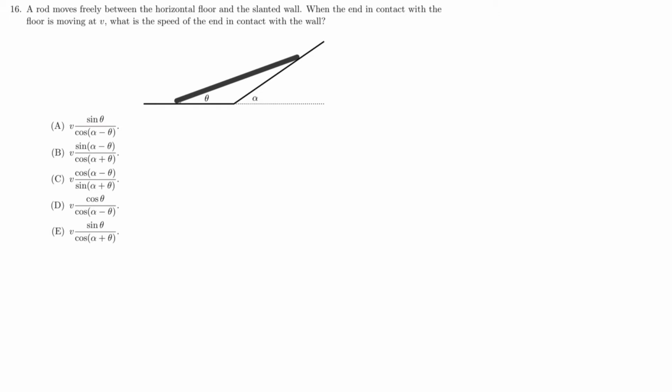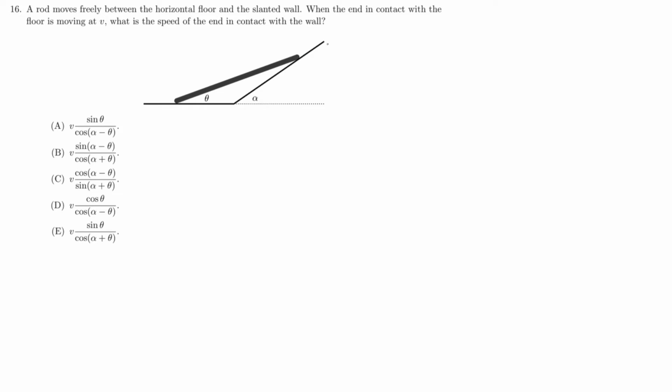So it asks, a rod moves freely between the horizontal floor and a slanted wall. When the end in contact with the floor is moving at v, what is the speed of the end in contact with the wall? Now when I first saw this, I thought it might be a calculus problem. You could solve it with calculus. You take the derivative and you find the instantaneous rate of change on both ends. But they wouldn't put a calculus problem on the FMA, so it must be able to be solved without that.